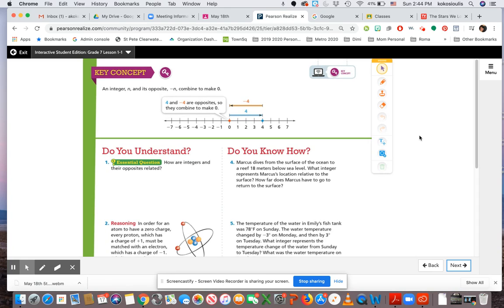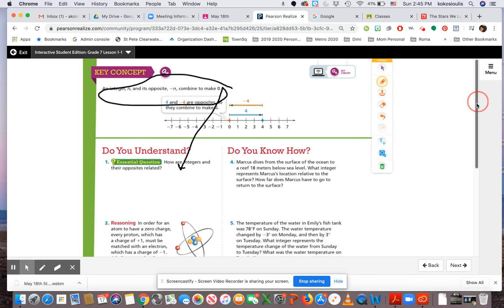Okay, so let's take a look at your homework today. And remember, you have Zoom chat on Tuesday. You know how I love the key concepts, right? This talks about how n, whatever number it is, and its opposite, which is -n, combine to make 0. So 4 and -4 are opposites. So they combine to make 0. Question number 1 talks about how integers and their opposites are related. Well, you just heard about that, right? How are opposites related? I'll give you a hint. The answer is something about 0.